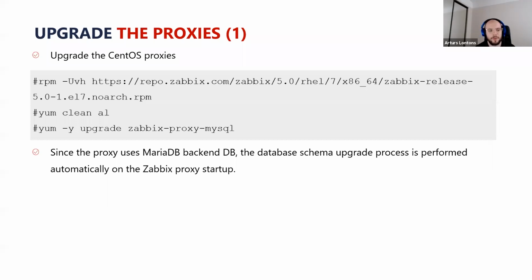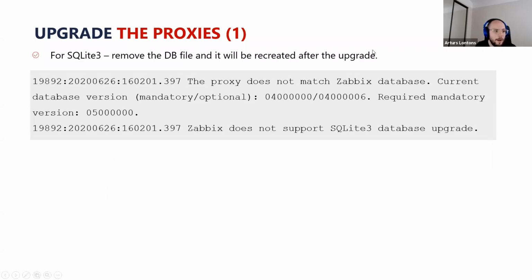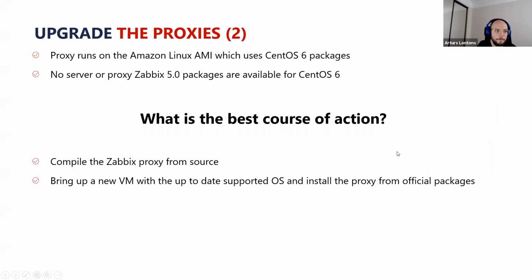This proxy, for example, uses MariaDB as its database backend. And same as for the server, the proxy backend database is going to be upgraded automatically once we restart the proxy, if you're using, for example, MariaDB, MySQL, or PostgreSQL, or something like that. For SQLite, that is not the case, as some of you already know. If you're using SQLite as your database backend for proxies, you will have to actually remove the database file after the upgrade. Otherwise, you're going to be seeing this error message: the proxy does not match Zabbix database. Remove the file, recreate the SQLite file, and you'll be good to go.